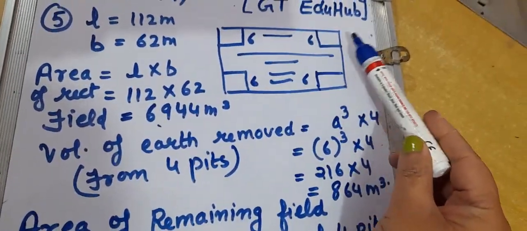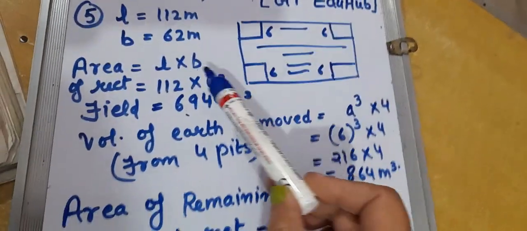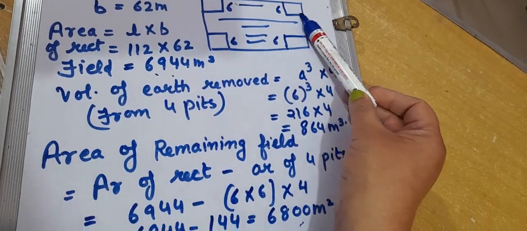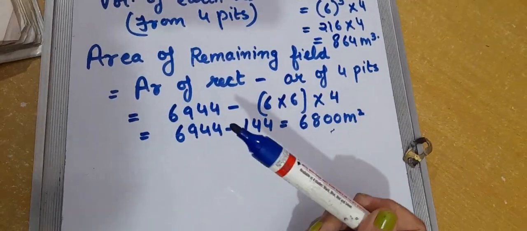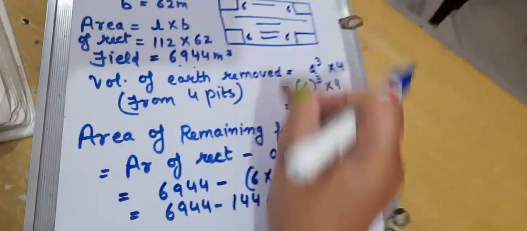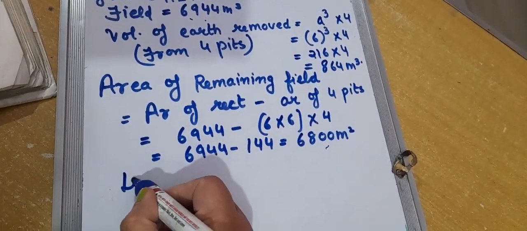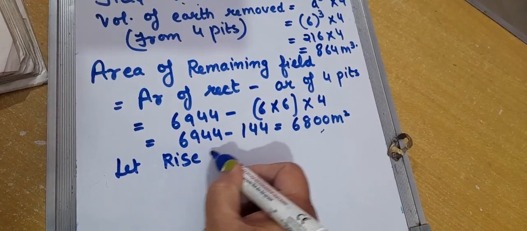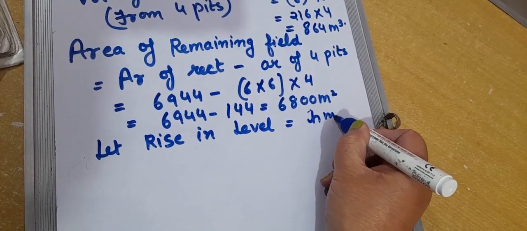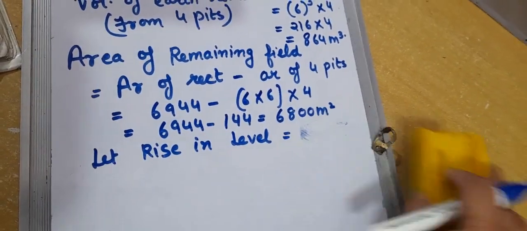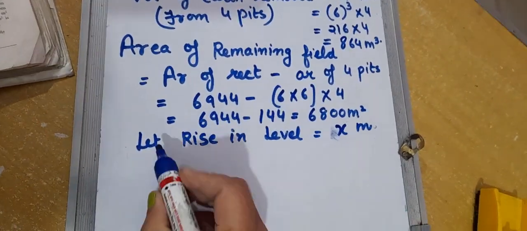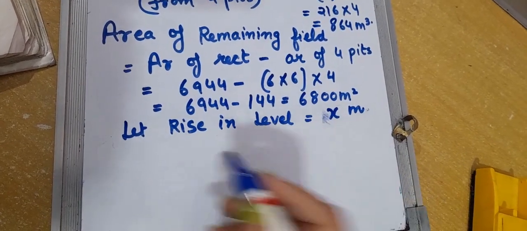How I have calculated? First I calculated the area of this rectangle, 6944. Then I subtracted the area of these 4 pits from this. Now we have to find the rise in level of field when this much earth is spread over this area. So let rise in level equal to H meter or X meter. Now we will find the rise. How we will find the rise?